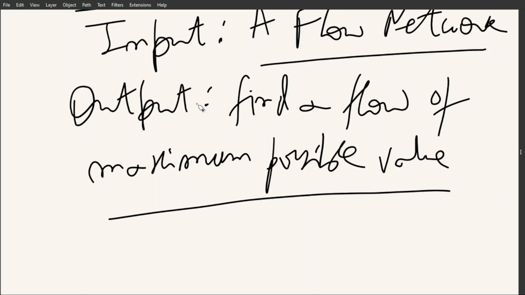To solve this problem, we define one more idea, the residual graph. We define what a residual graph is, and using it how we can solve this problem, and we will show you the working of the Ford-Fulkerson algorithm. So now we define the residual graph.